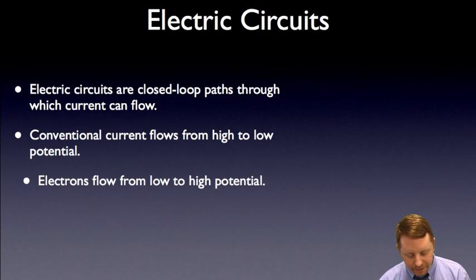So, electric circuits are closed-loop paths through which current can flow, and conventional current always flows from high to low potential. However, in most circuits, the charge carrier is actually an electron, a negative charge, so the electrons actually flow in the direction opposite conventional current, or from low to high potential.